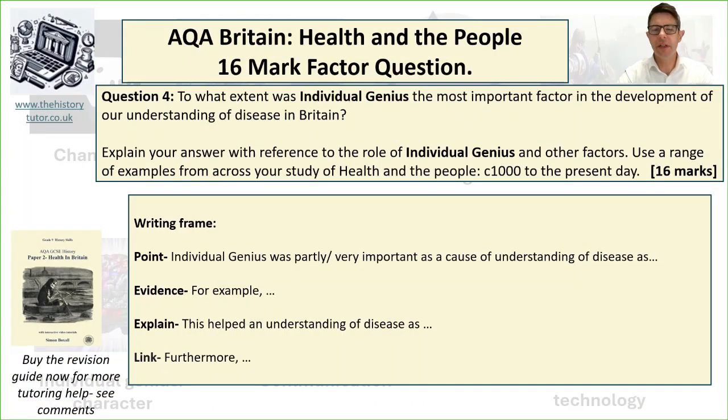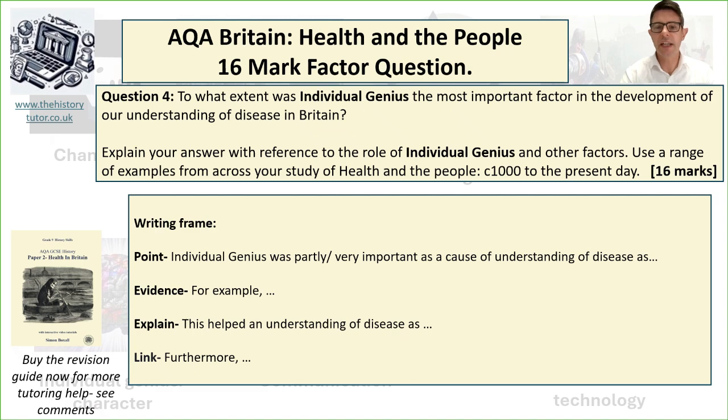Okay, so we've got our ideas. So how are we going to write this? Well, here's an idea of a writing frame. So obviously we make a point: individual genius was partly or very much important in the cause of understanding disease because, and we set a point together. Then we say, for example, so we want to then maybe talk about an example, maybe Louis Pasteur. So this helped understand disease because, and talk about its impact. So what was the impact of germ theory on our beliefs and understanding of disease? And then furthermore, maybe go to Koch or somebody else to talk about our understanding of disease and explain their impact as well. Obviously, if you don't think that's so important, you'd say a however at the end.